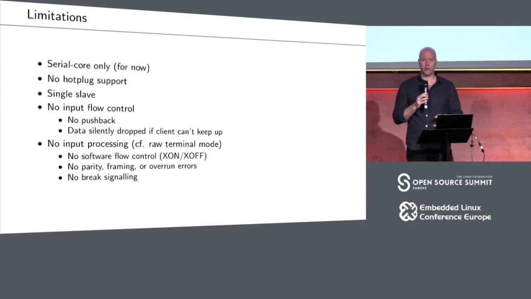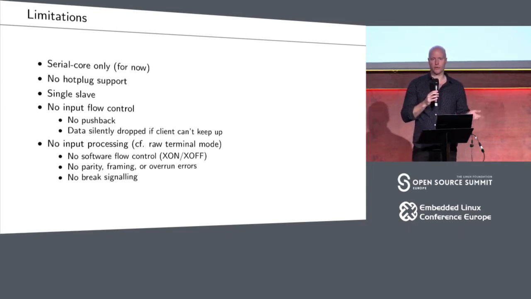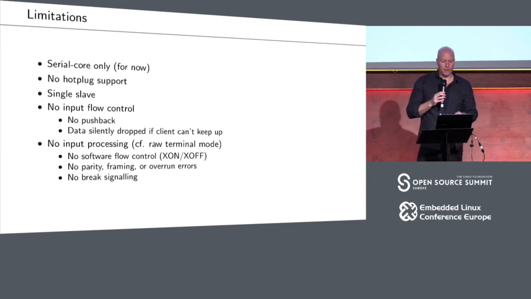It's also single slave only. There's currently no support for any kind of muxing protocols or using RS-485. Two other issues to watch out for is that there is no input flow control implemented. I said you can enable hardware flow control, but it only works in the outgoing direction if you're using something like auto CTS, because there is no pushback implemented. So if your client can't keep up, data will be lost. There will be no pushback to the underlying TTY driver, which can lower the RTS signal, for example.